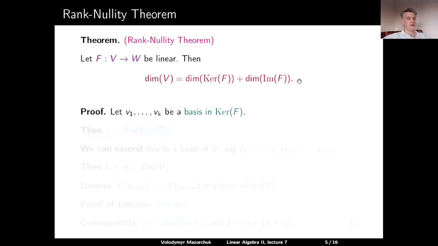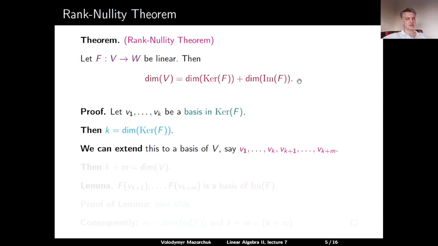Let v1 and so on vk be a basis in the kernel of f. So we just choose some basis in the kernel of f. Then, of course, because of this choice, k is the dimension of the kernel. We know that the kernel of f is a subspace of V, so we can extend our basis in the kernel of f to a basis of V.